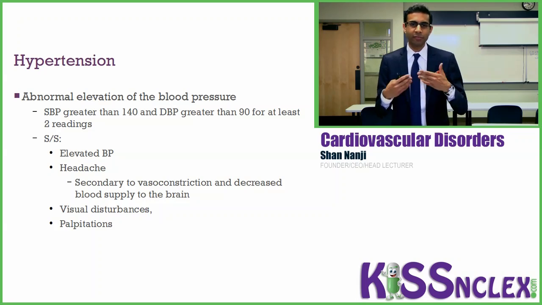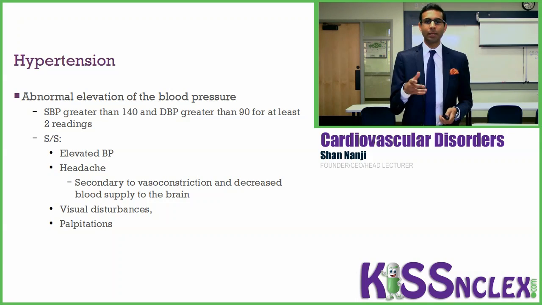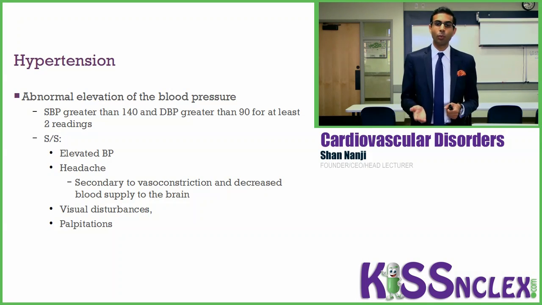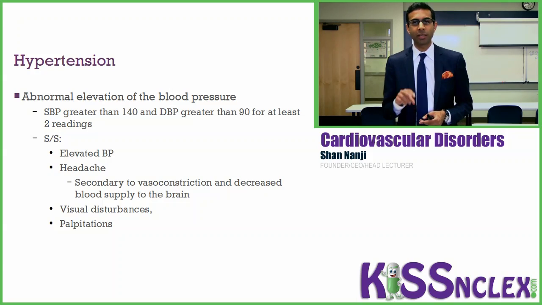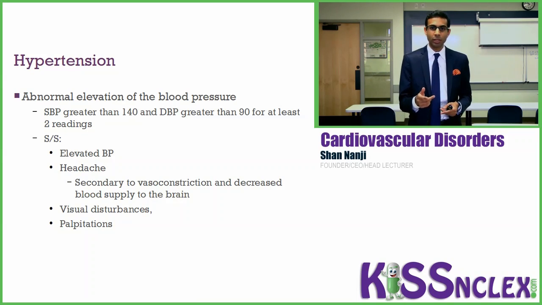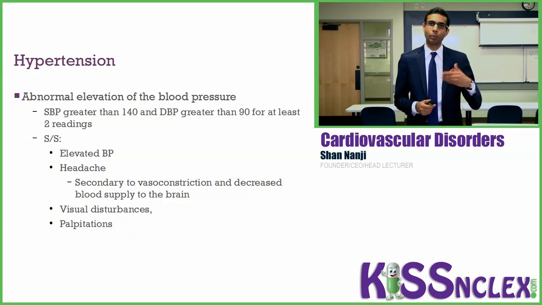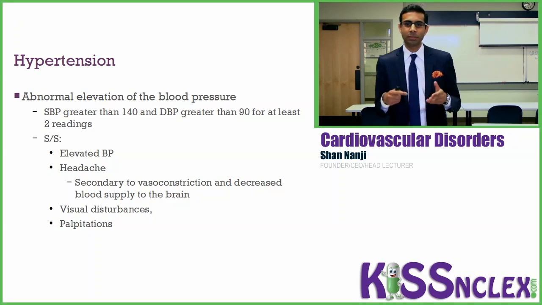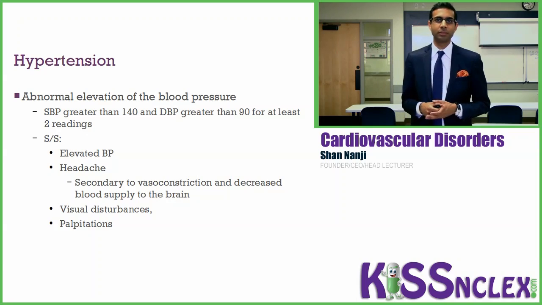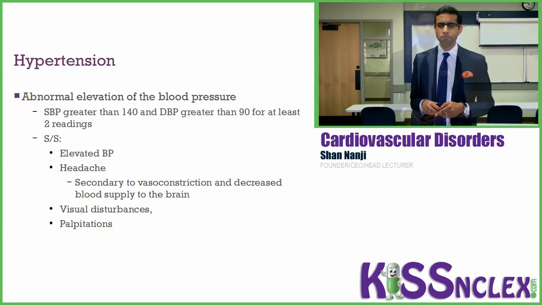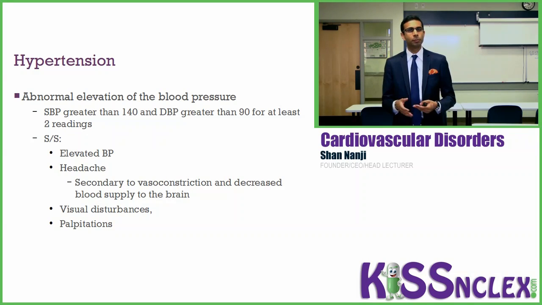So hypertension's elevation in blood pressure, okay, is going to be a systolic pressure of greater than 140 and a diastolic greater than 90. So systolic 140 and diastolic 90. So if it's greater than 140 on top or 90 on the bottom for at least 2 readings, that's positive for hypertension.